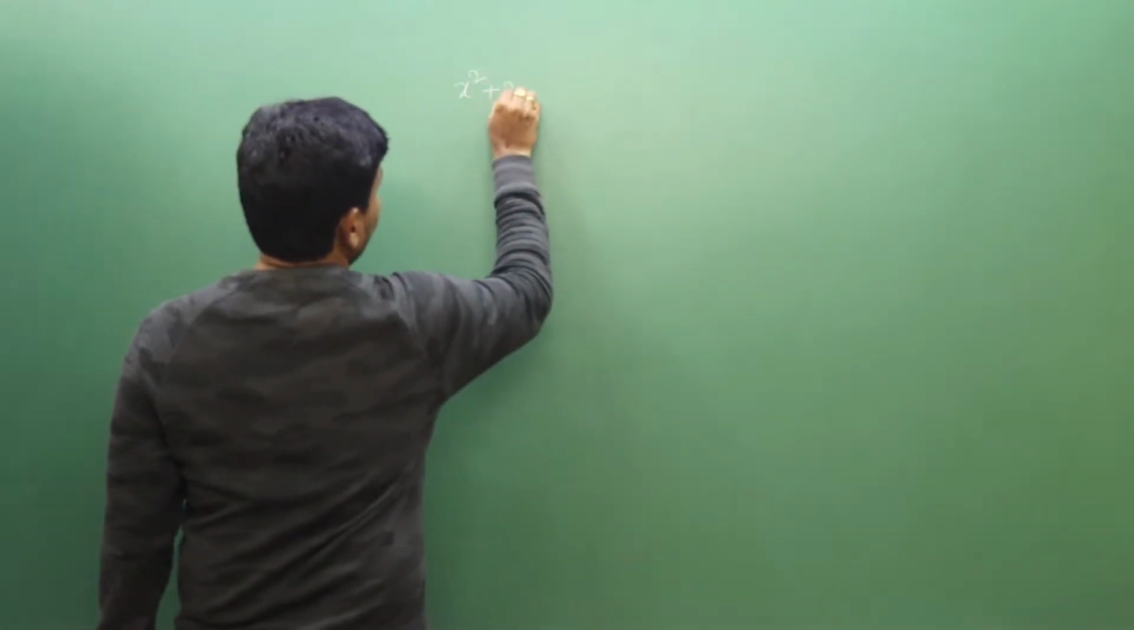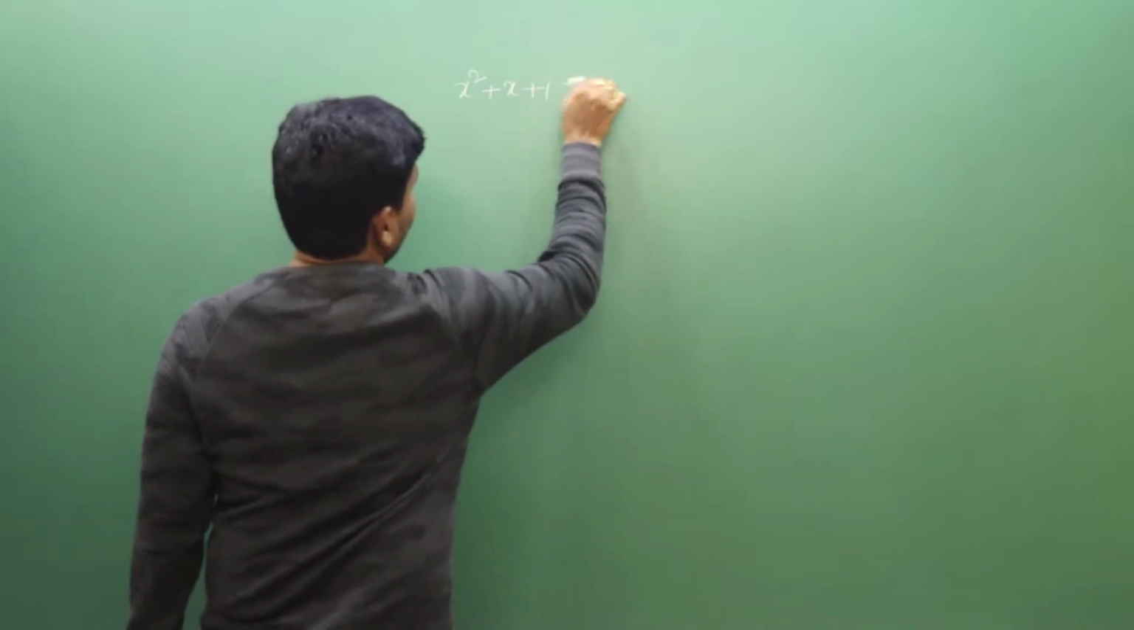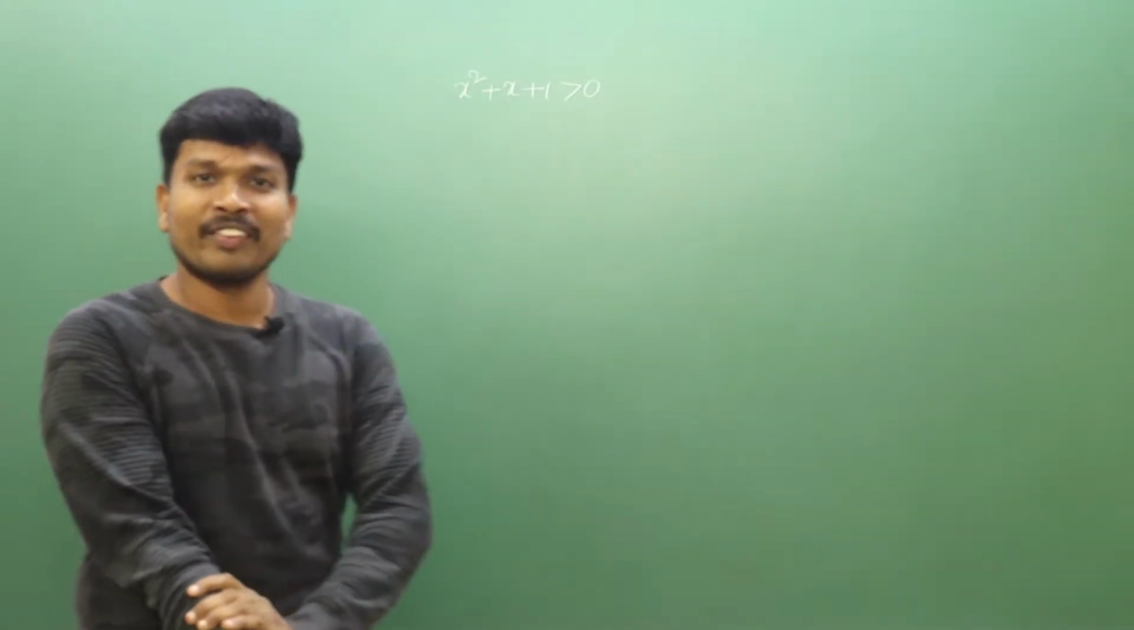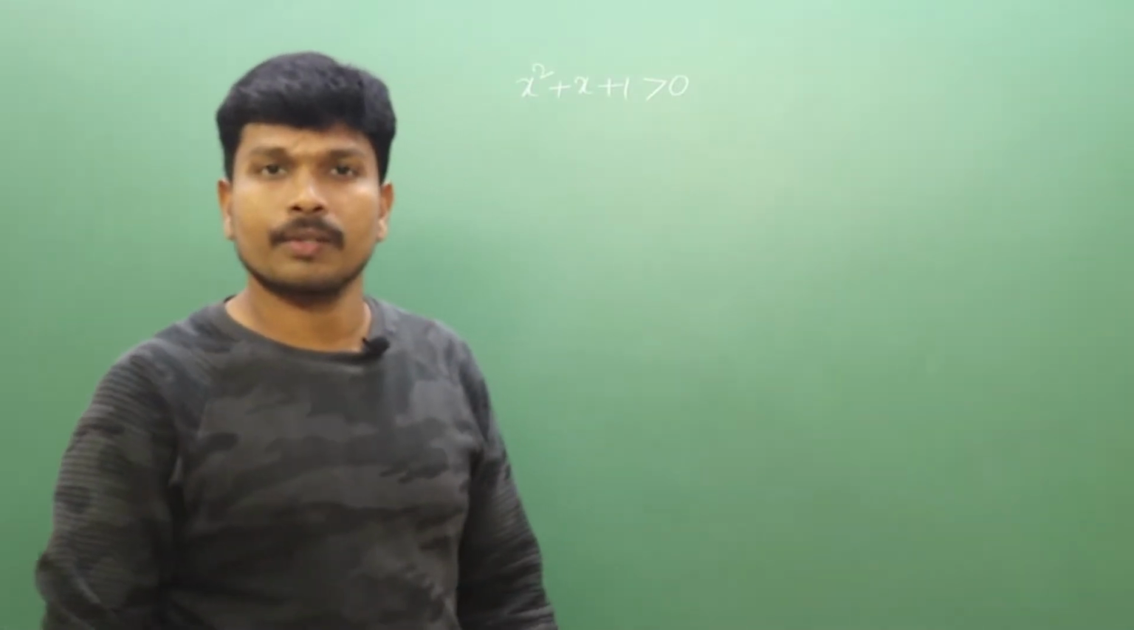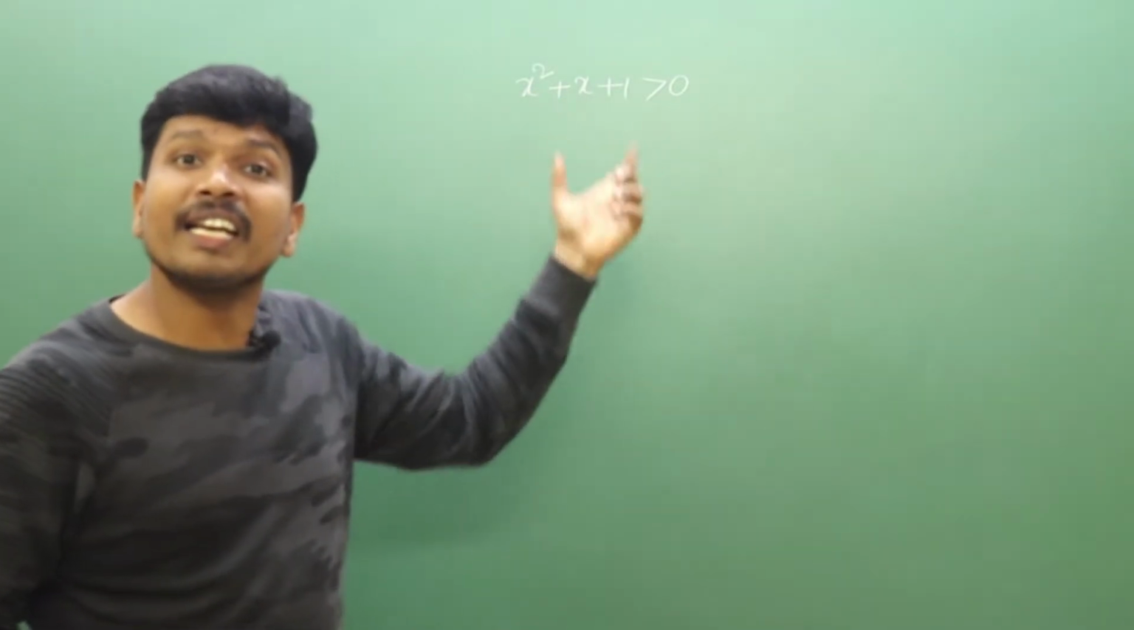Solve this problem: x square plus x plus 1 greater than 0. Can we use the wavy-curve method? These are not linear expressions, so definitely we can't use it. You have to change this into linear expressions.